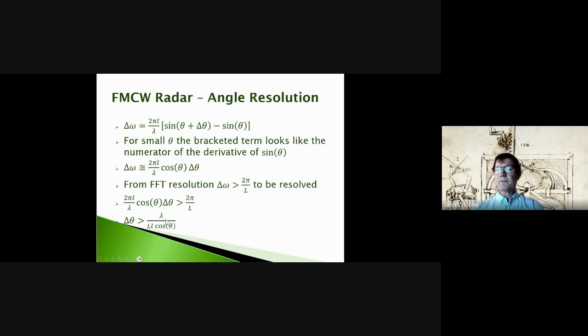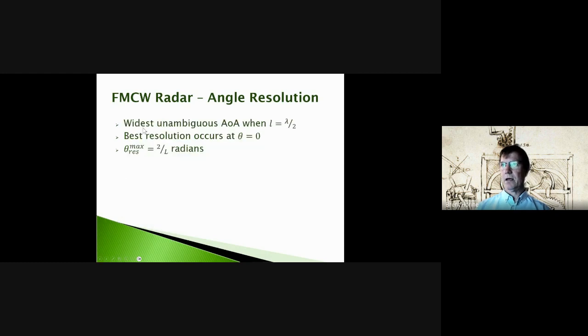What's interesting here, take a look at that equation: this resolution is nonlinear with respect to theta. But we will see that our best resolution occurs at theta equals 0. That's when cosine of theta is equal to 1.